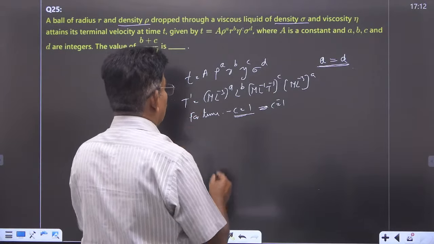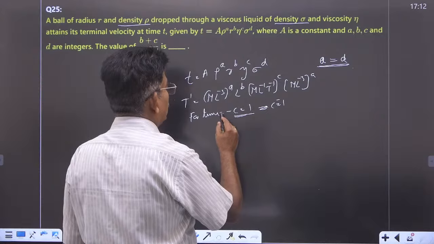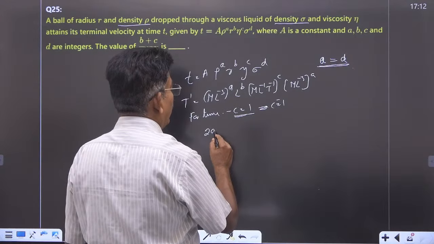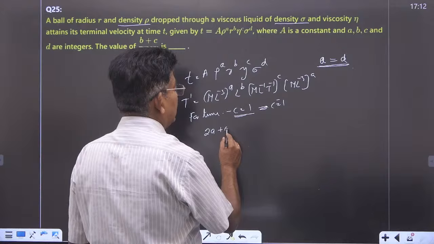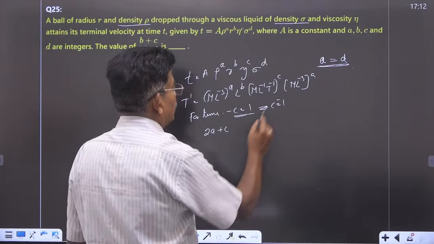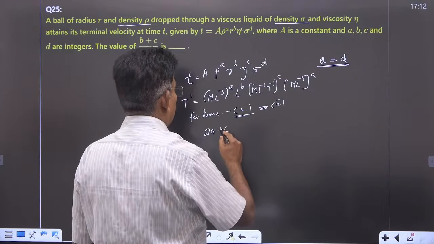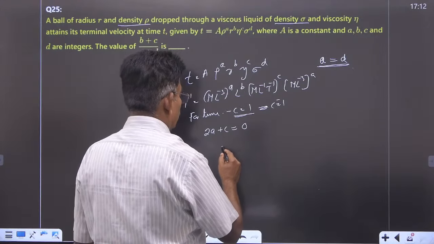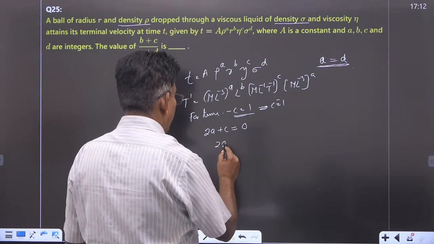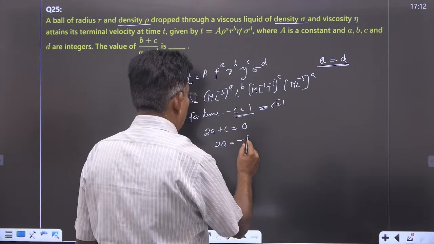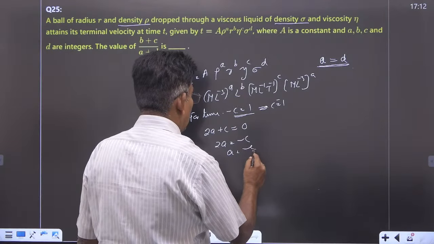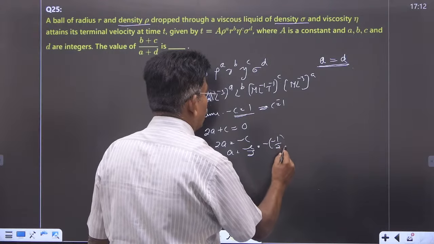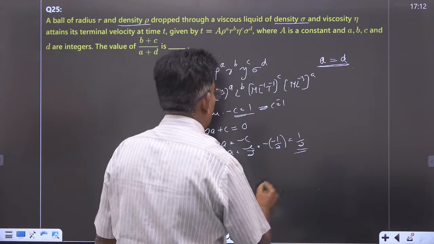Similarly, calculate for M. M is coming to be how much? M to the power of A, M to the power of A. That is 2A plus C, because this is M to the power of A, M to the power of 2A plus C is coming to be what? 0. Therefore, 2A coming to be minus C, A coming to be minus C by 2. C is minus 1, minus of minus 1 by 2. A is coming to be 1 by 2.